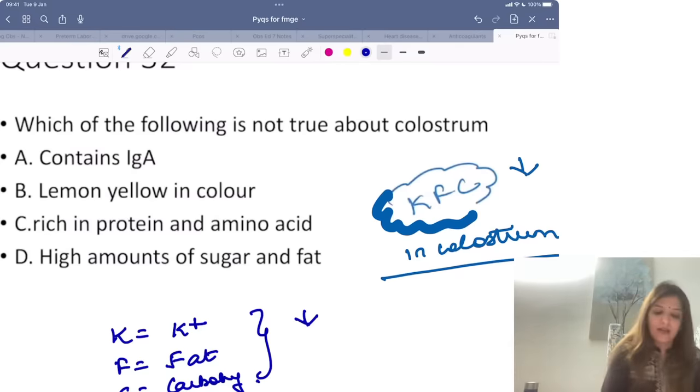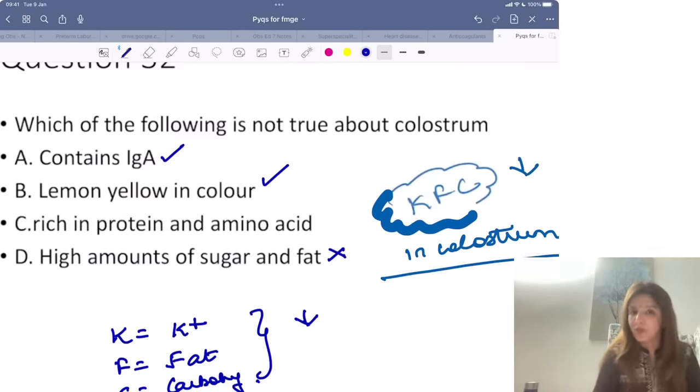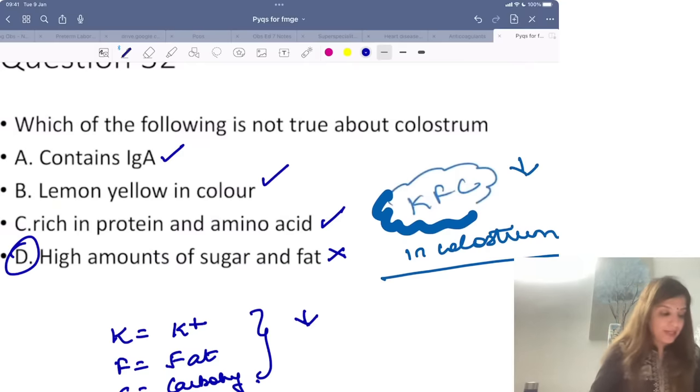So over here, it is saying which of the following is not true about colostrum. Colostrum contains IgA, yes. It is lemon yellow in color, yes. It has high amount of sugar and fat, no, right? So the incorrect statement is high amount of sugar and fat. So over here, option D is what you have to choose. Clear?